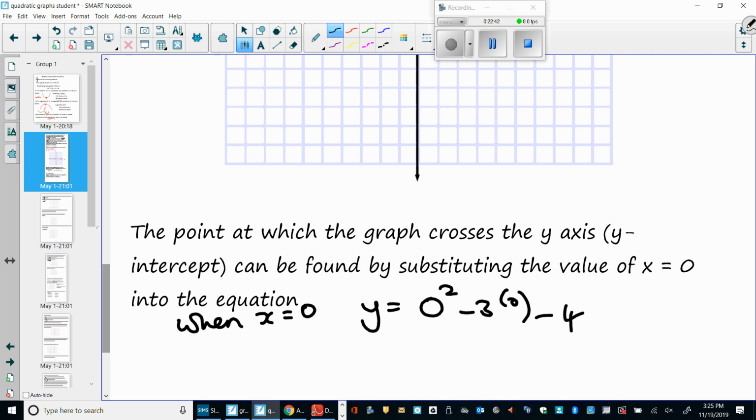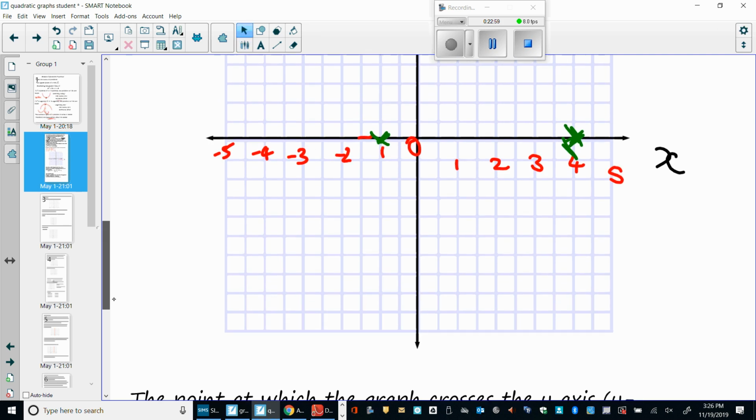0 squared, then minus 3 lots of 0, so those are just 0. So that gives me a value of negative 4. So I now know that when x is 0, it crosses the y-axis at negative 4.